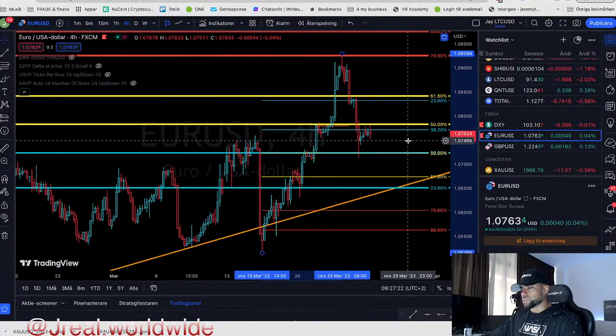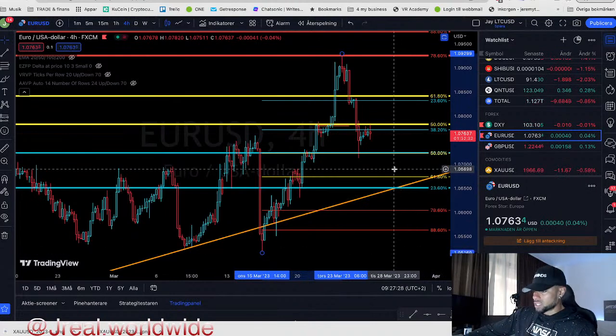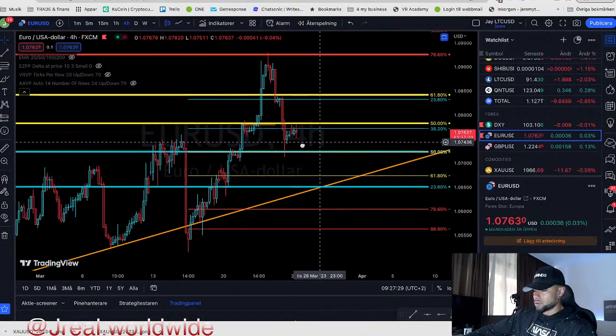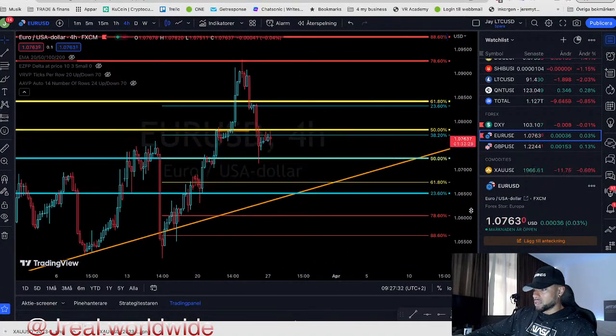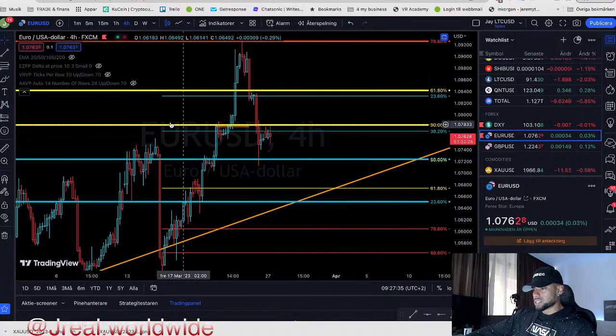So Euro USD looks like it wants to dump. It definitely looks like it wants to dump. It looks like it wants to go down further. Why do I say that? Because we got resistance here.